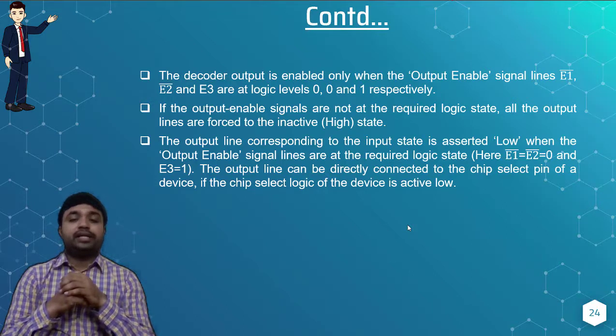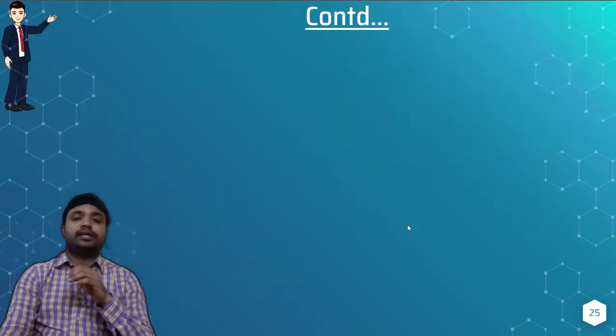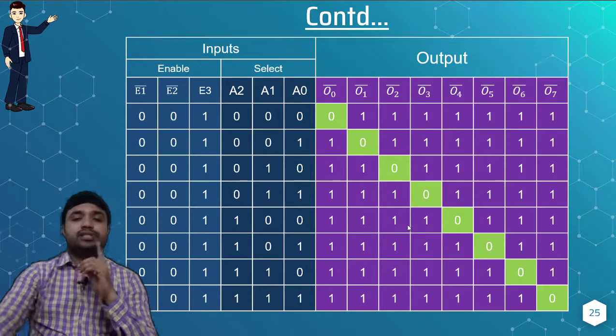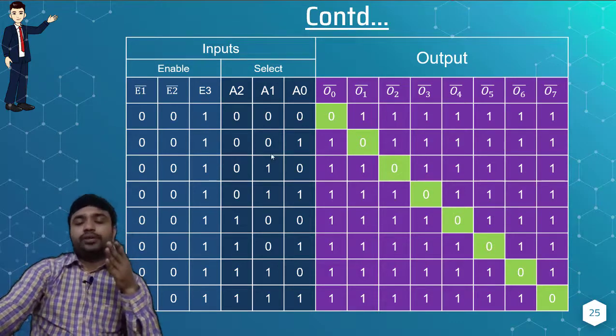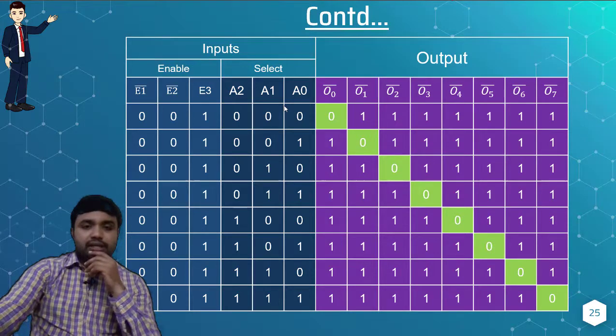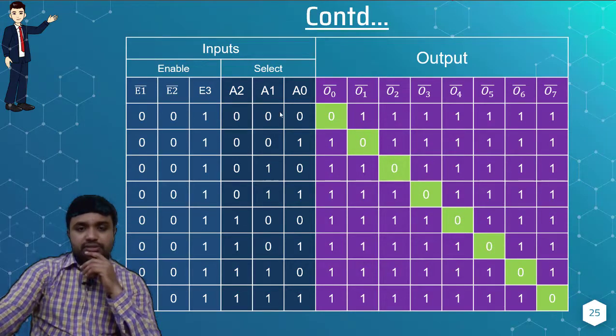The output line can be directly connected to a chip select pin of a device if the chip select logic of the device is active low. That means the valid combination can be achieved. Okay, right. So this is the functional table. You can see here for the combination, that is 001, the enable pin configuration is only valid to generate your concerned output combination. So accordingly the inputs select, that means 000 to 111 is the combination, and accordingly for the first input configuration, the first output line will be selected.